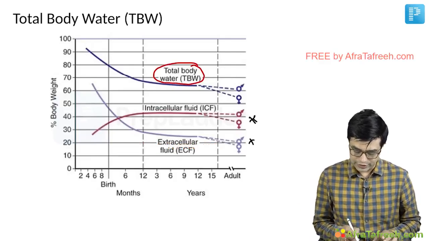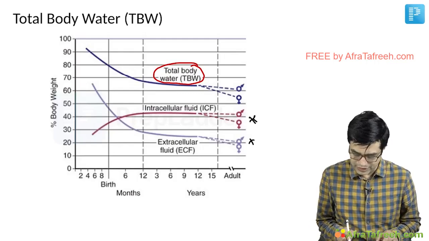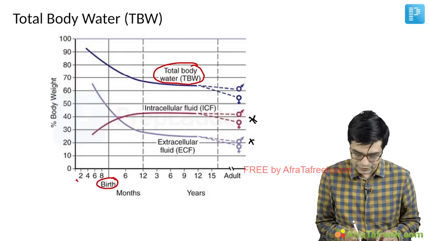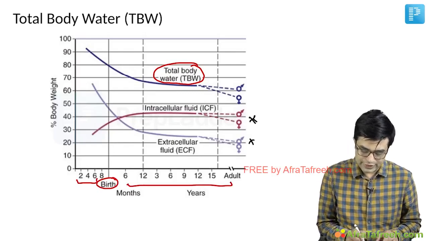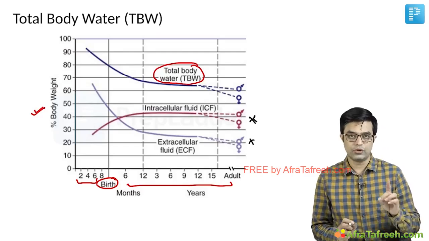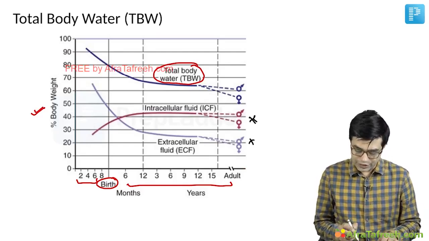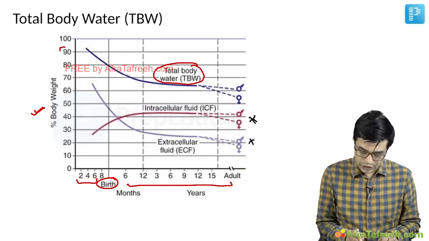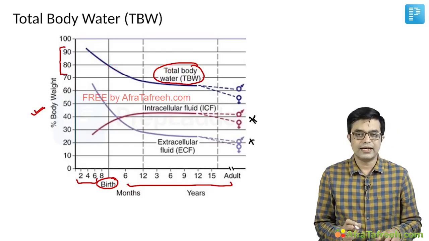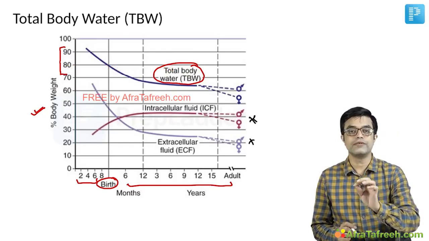Let me explain the graph. On the x-axis, you have the age mentioned. This is birth, this is prenatal life, this is the postnatal life, right? And on the y-axis, you have percentage body weight. Total body water is always expressed as percentage body weight, right? So you see that in the intrauterine life before birth, total body water contributes as high as 75 to 90% of the total body weight.